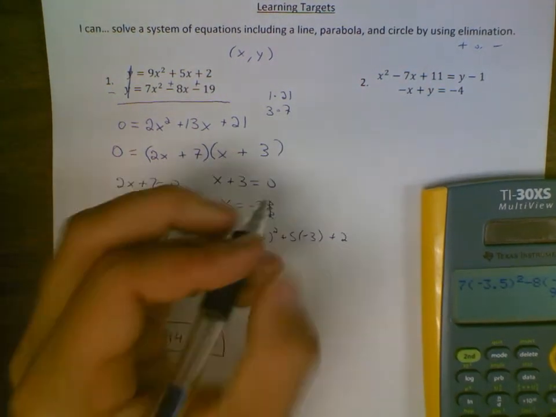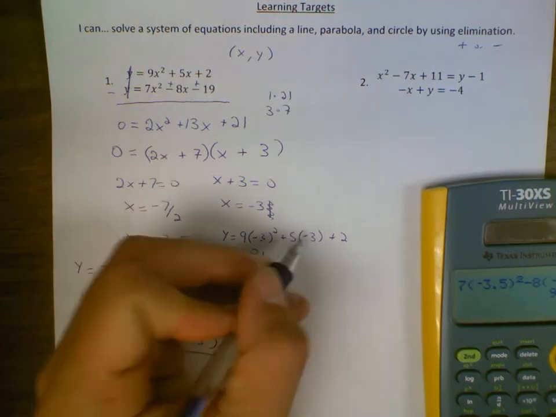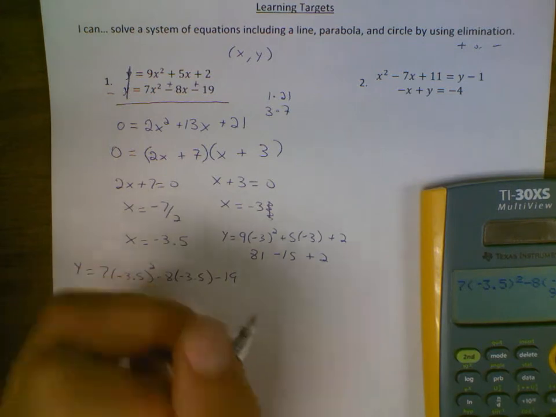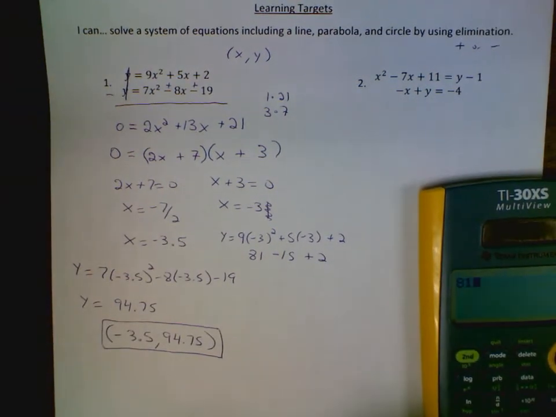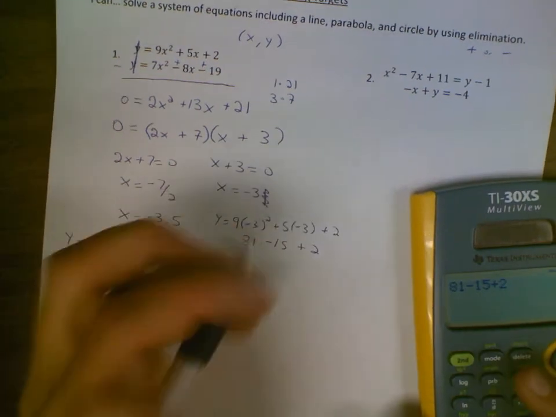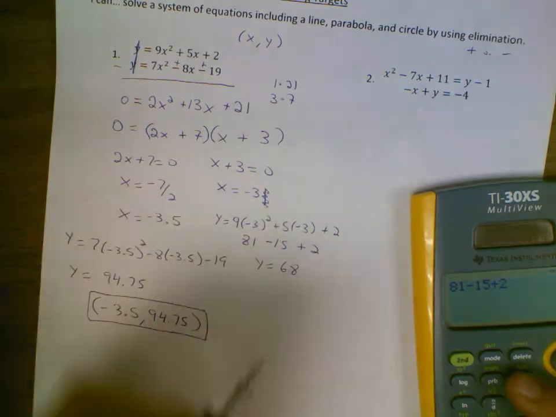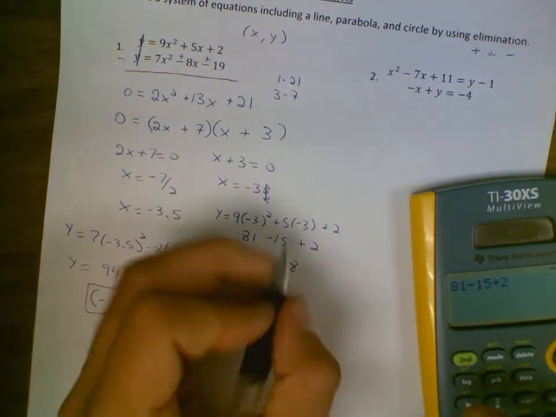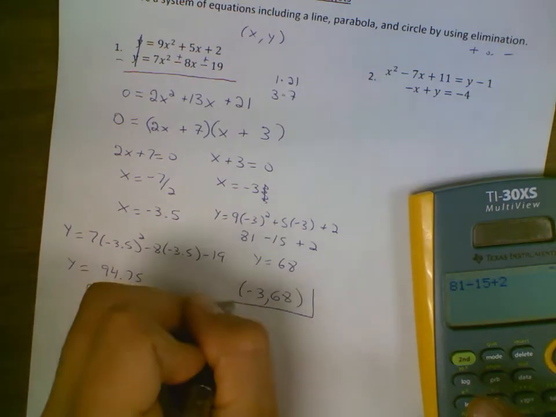9 times 9 is 81. 5 times negative 3 is negative 15. And then I'm adding 2 to that. So then if I just combine those three numbers, 81 minus 15 plus 2, I get 68. Okay, so y equals 68. So my ordered pair here will be x is negative 3, y is 68. That also is a solution.